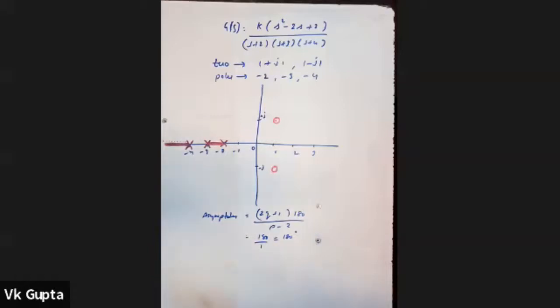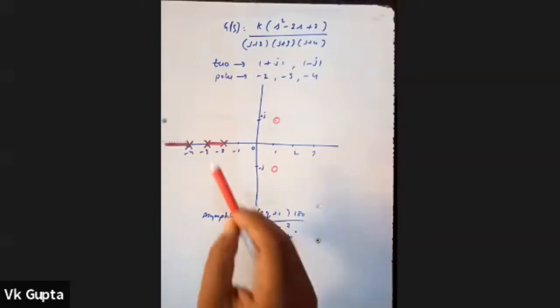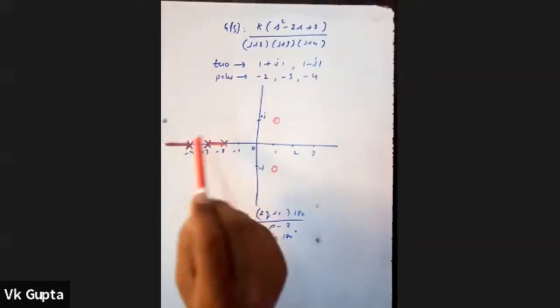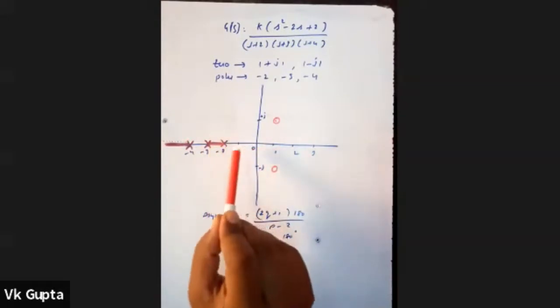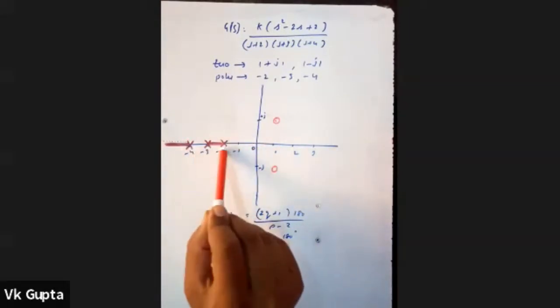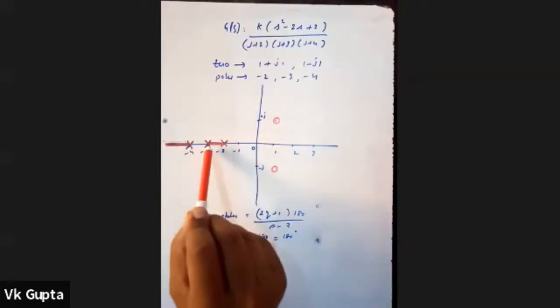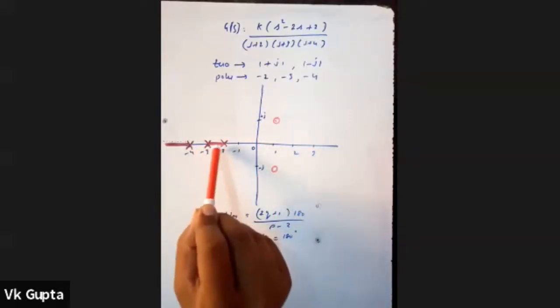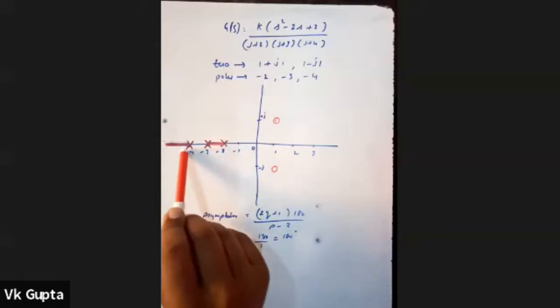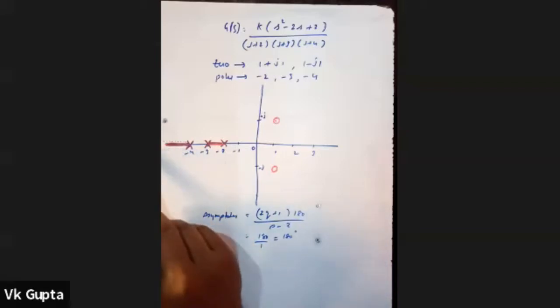Now listen very carefully. Stop writing. Let us see the arrangement of poles and zeros here. Out of these three poles, two will go to zeros. So you can see here these two, and this one. This third one will go to infinity directly. So this is done. One branch is done.